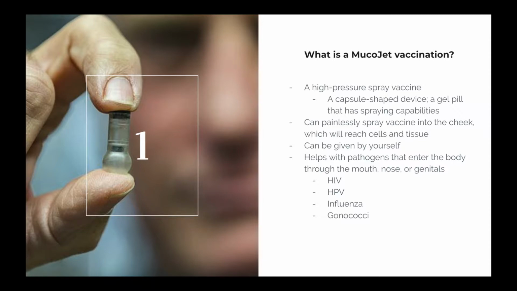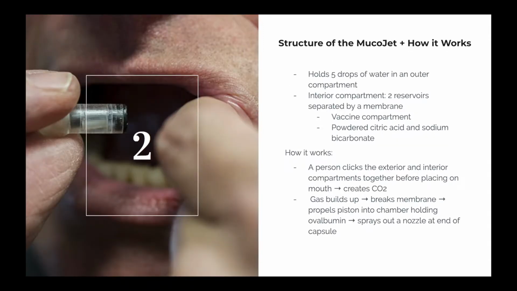Some pathogens that the MucoJet can help protect against are HIV, HPV, influenza, and gonorrhea, a bacterium which causes gonorrhea. Now let's look at the structure of the MucoJet and how it works.